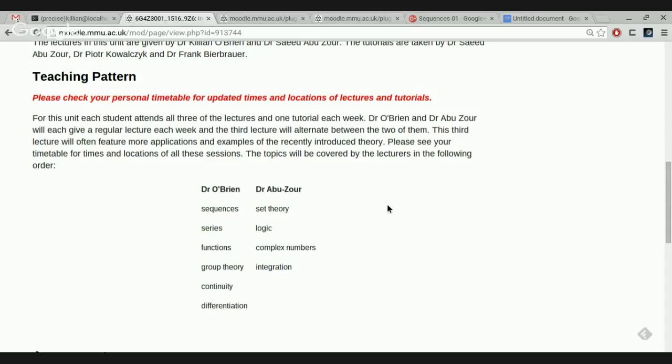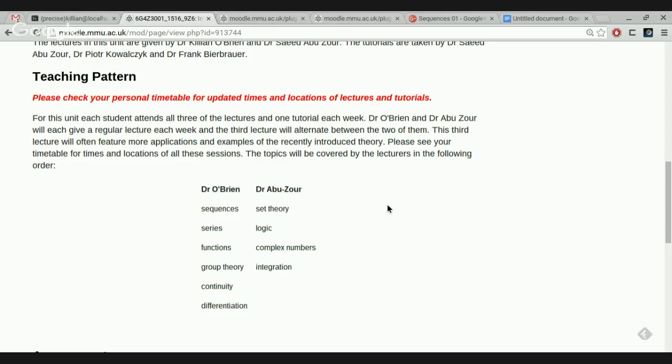This is my lecture every week. The first lecture, and there's 2 lectures on Thursdays. One of those is Saeed's every week. The third lecture alternates between the 2 of us, back and forwards. I take it one week, he takes it the other week, and so on. Then everybody's going to one tutorial taken by one of the 3 tutors, which is Saeed, Dr. Kowalczyk, and Dr. Bierbauer.